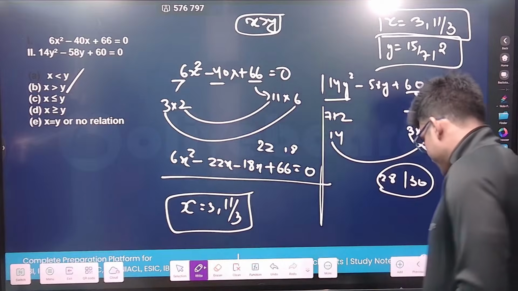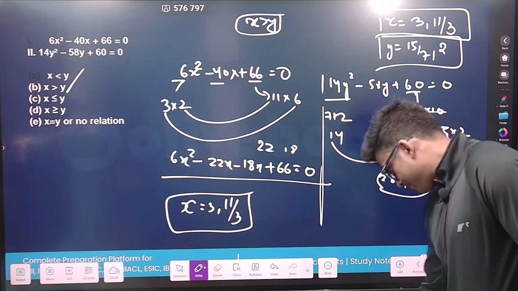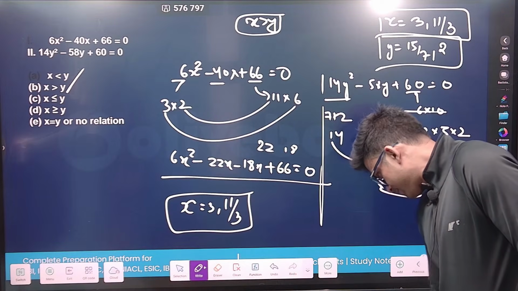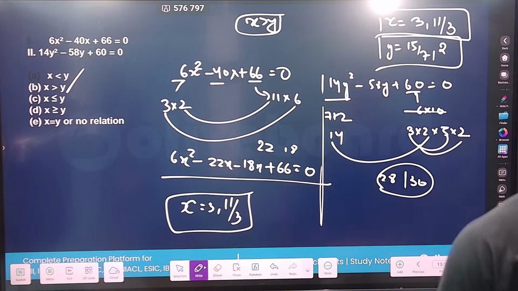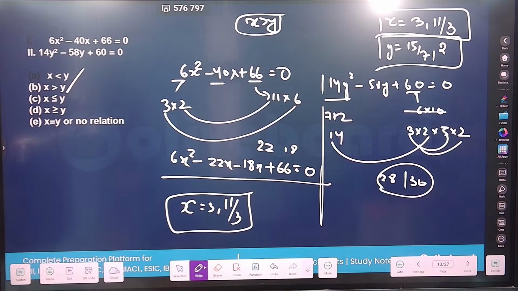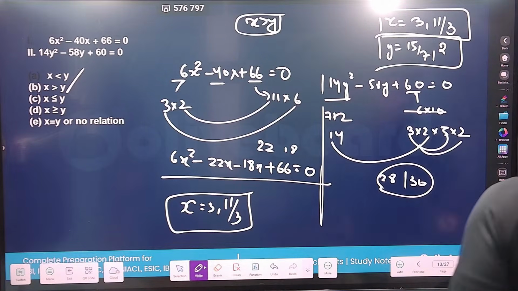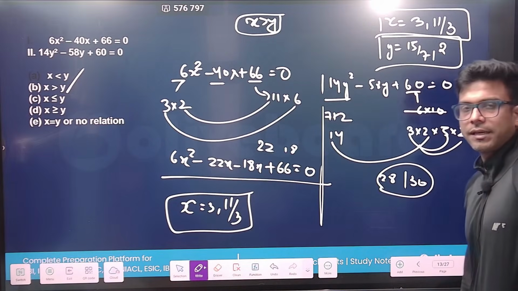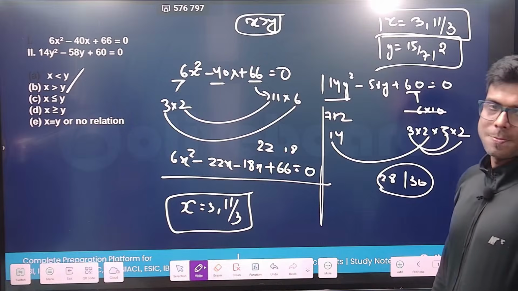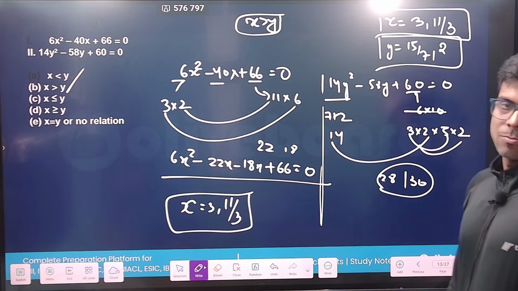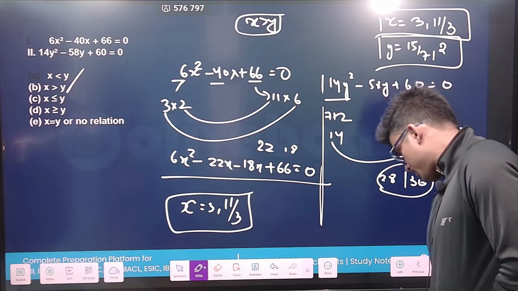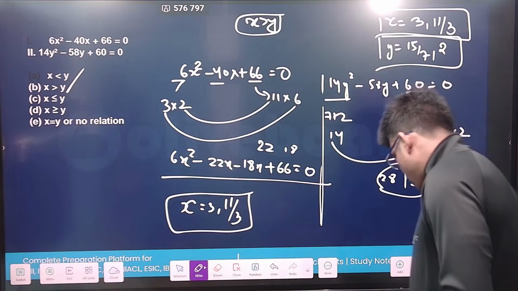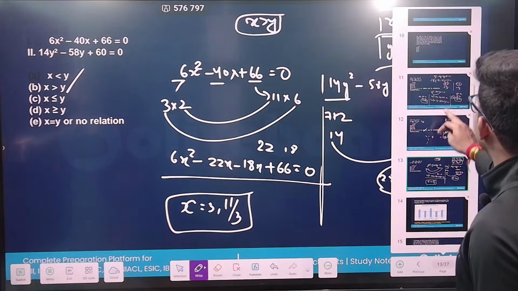Isn't B correct, Pooja? Say, Pooja, isn't B correct? Please check your answer. Isn't B correct? Okay. Let's come to the DI.